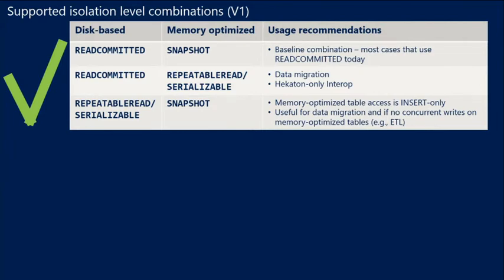So if you use read committed isolation for your transactions today, then we recommend to use this combination in your cross-container transactions. So read committed for your disk-based tables, snapshot for your memory optimized tables. And if you want to go a bit higher, you can go a bit higher on either side, but not on both sides. So you can say, I want to get repeatable read or serializable isolation on my memory optimized tables, or you can say I want repeatable read or serializable on my disk-based tables, but you cannot get it on both. That is, unfortunately, a limitation that we have at this point.